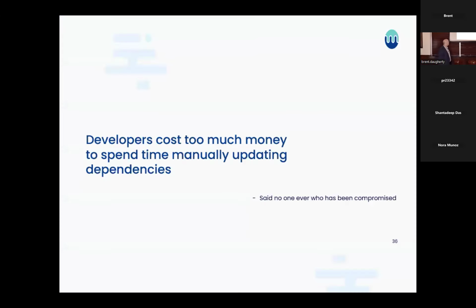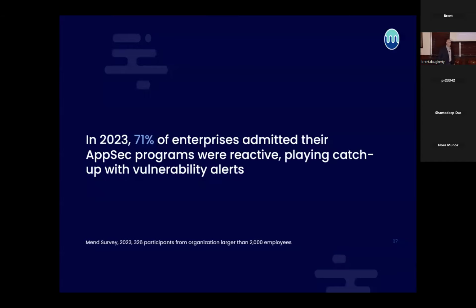Developers cost too much money to spend time manually updating dependencies, said no one who's ever been compromised. In 2023, 71% of the enterprises are running open source software. At this point, we're running open source, we're fighting fires, we're reactive, because the developer mentality back in the day was you do manual updates. I'm going to talk a lot about automation today. So 71% of the enterprises admitted their programs were reactive, playing catch up. Basically, when you get compromised, that's when you do something about it.